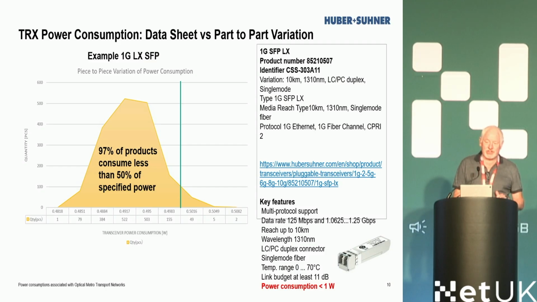We looked at 1,700 transceivers. 97% of the time, they use less than 50% of the specified power. So if you look at the data sheet, they're using 50% or less of what it states on the data sheet.